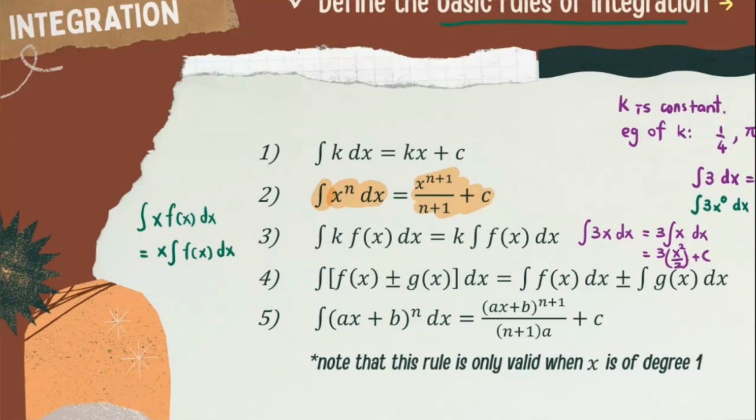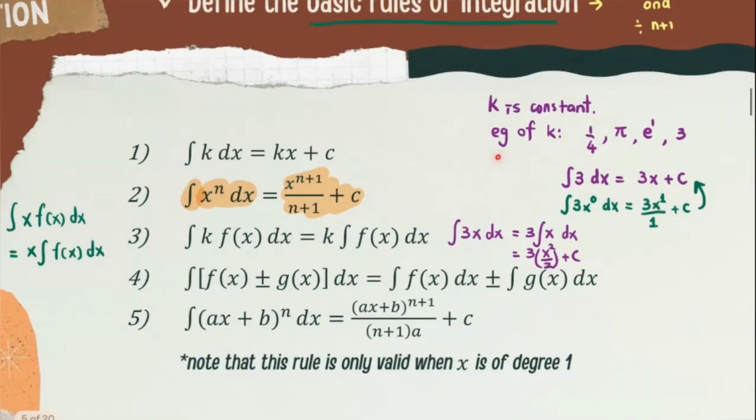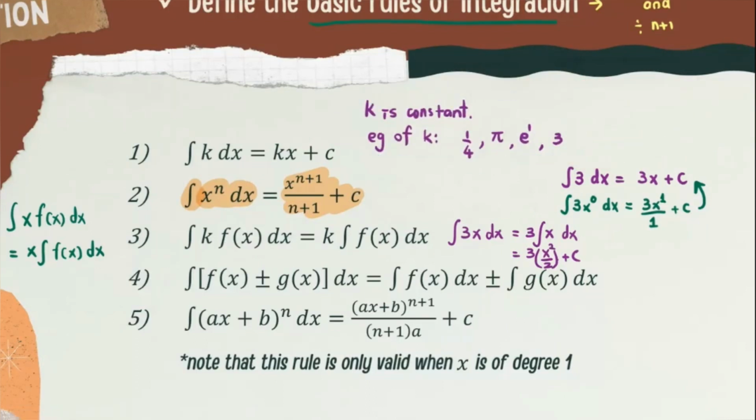K tu apa? Constant. So kat sini tadi saya ada senaraikan contoh-contoh constant. Okay, so contoh-contoh constant adalah nombor 1/4, pi, e of 1 and 3. Ada tak kita listkan X kat sini? X bukan nombor, X adalah unknown.